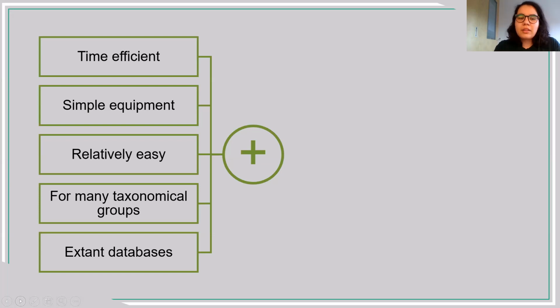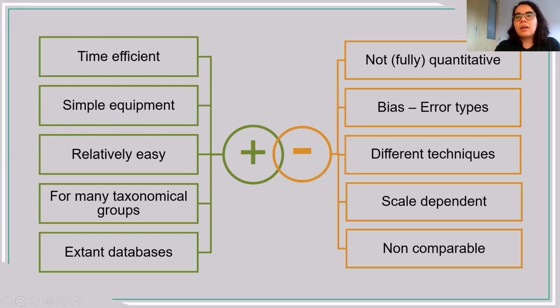Now, as with all methods, it also has its disadvantages. None of the methods so far are fully quantitative, which leads to bias error types. Also, they are scale dependent, meaning that it's hard to identify a sharp shape between the tooth of an Alces and the tooth of a rhino because of the difference in size of the two teeth. And also, because of the many different techniques which are sometimes focused on particular taxa, it's difficult to compare different studies with one another.